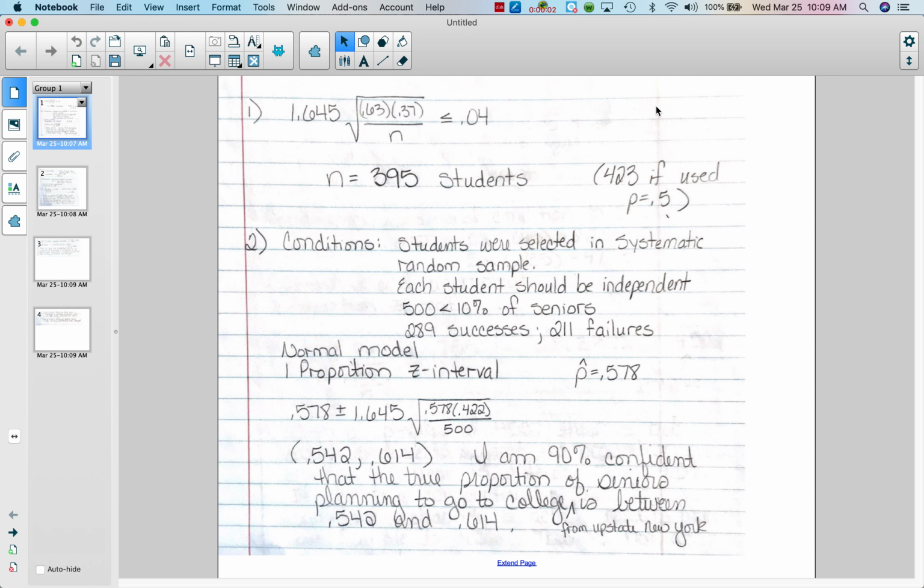I want to make a real quick video here showing you my solution to the investigative task.